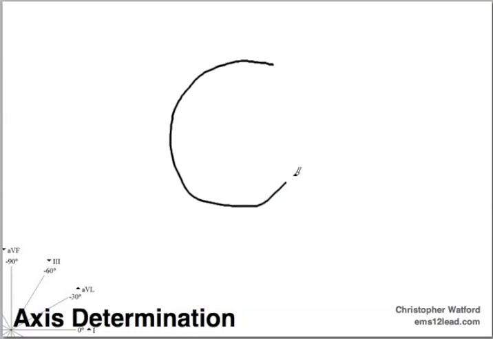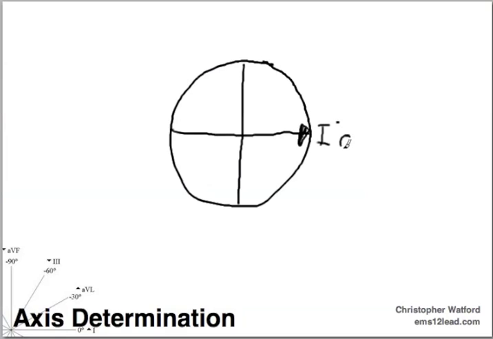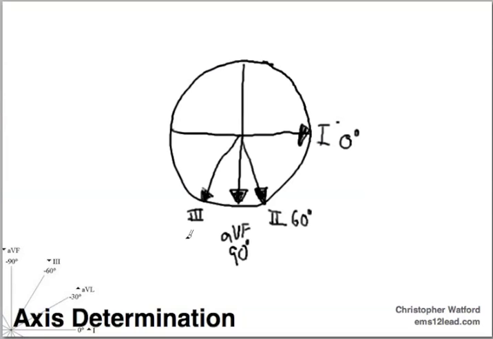So the easier way to view this is a giant circle. We'll divide this up into 4 quadrants, and you'll see why in a second. We have lead 1 facing this way, and this is at 0 degrees. Lead 2 facing this way, 60 degrees. AVF here at 90 degrees. Lead 3 here at 120 degrees.